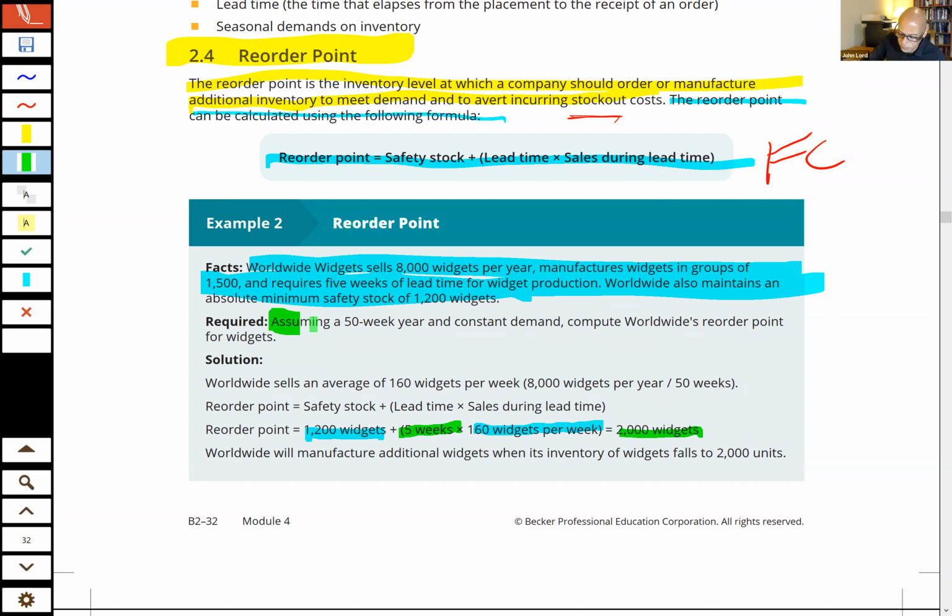And they assumed a 50-week year sometimes. So why 50 weeks? Well, I guess they must have a couple of weeks of vacation or something. I don't know.